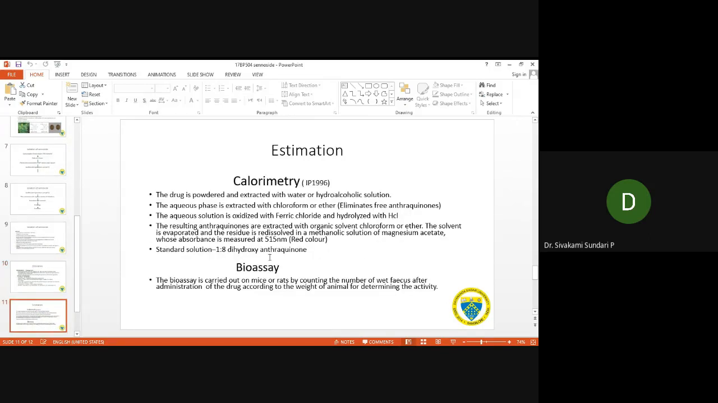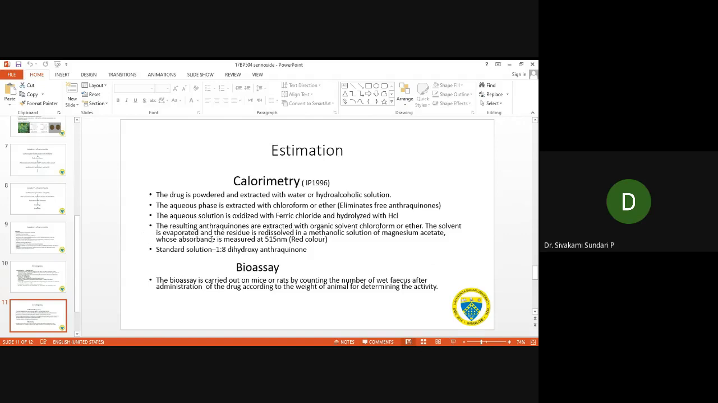Let us see the estimation. There are two methods in that: the colorimetry method as per IP 1966 and the bioassay method. The drug is powdered and extracted with water or hydroalcoholic solution. The aqueous phase is extracted with chloroform or ether to eliminate free anthraquinones. The aqueous solution is oxidized with ferric chloride and hydrolyzed with hydrochloric acid. The resulting anthraquinones are extracted with an organic solvent, either chloroform or ether.